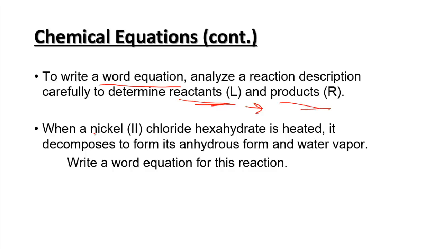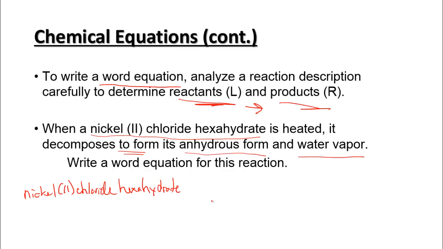So here it says when nickel 2 chloride hexahydrate is heated, it decomposes to form its anhydrous form, which means without water, and water vapor. So to write a word equation for this, we'd write out like this: nickel 2 chloride hexahydrate, arrow. It turns into the anhydrous form, which means without water now, so it's still nickel 2 chloride. And it also produces water vapor, and we'll just write down water like so. So this right here is the word equation.